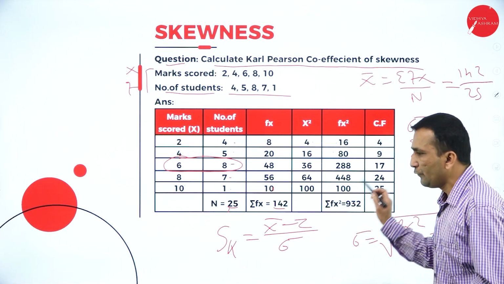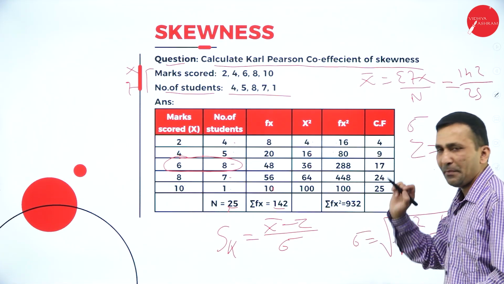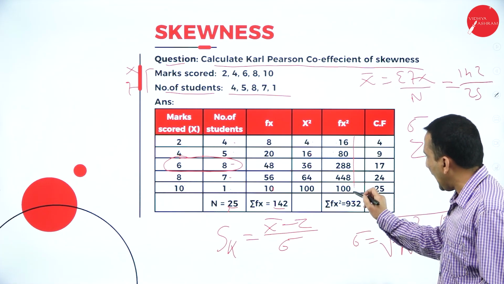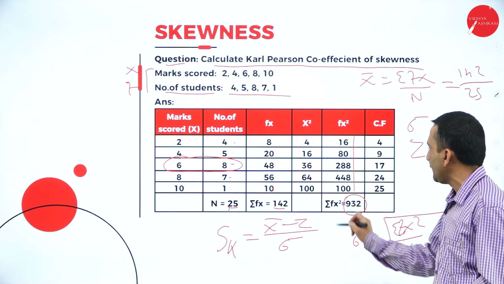Now according to this formula we need the summation value. After adding together, we are getting 932.